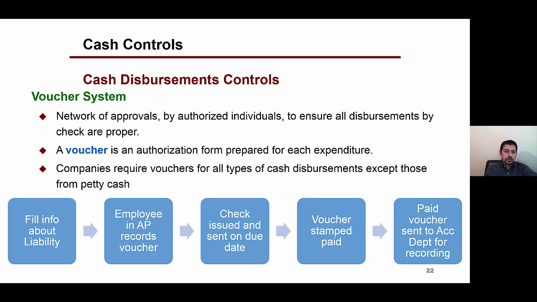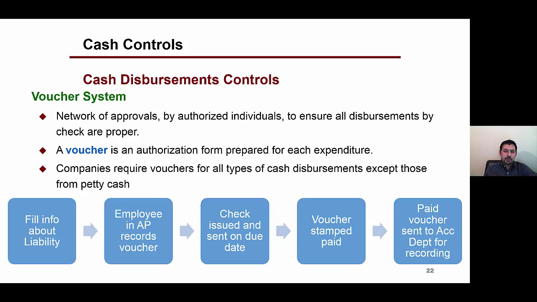Usually it starts by filling out the information about the liability on the face of the voucher, and then an employee in accounts payable will record the voucher in a voucher register to make sure that the liability is registered and will file it based on the due date. Next, on the due date, the company will issue and send the check out, and they will stamp the voucher as paid at the same time in order to avoid the same voucher being paid a second time.